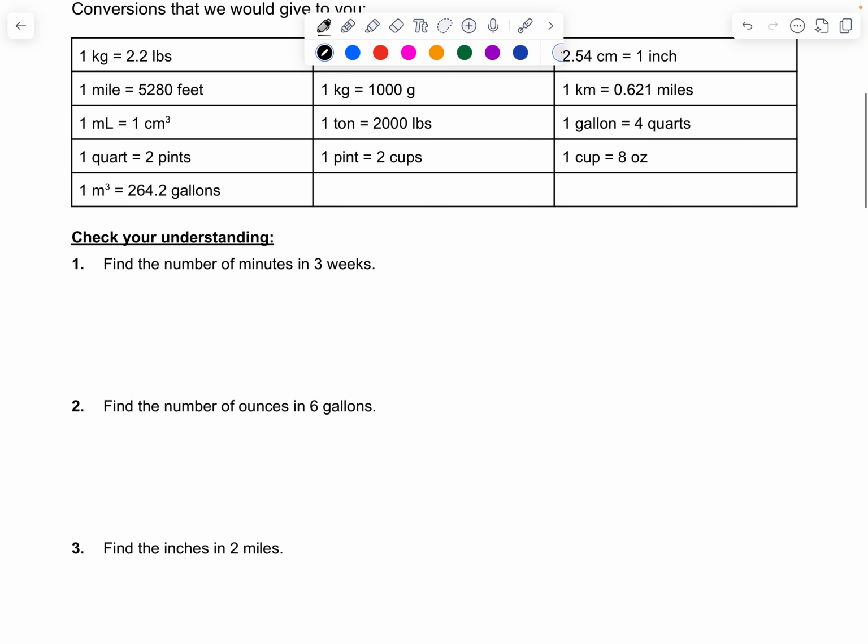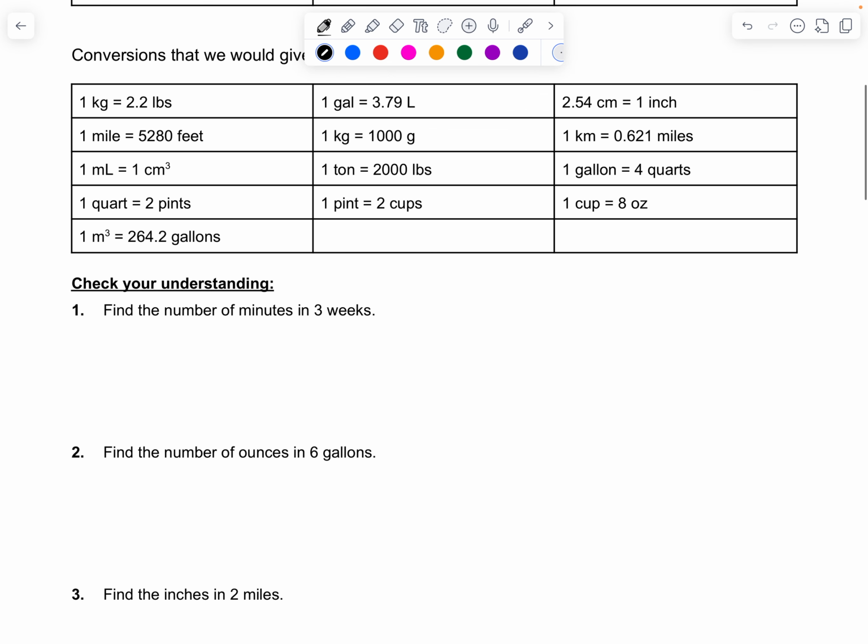So we'll start pretty straightforward and we'll get more complicated as we go. The first one says find the number of minutes in 3 weeks. So I'm going to start with 3 weeks, and the first thing I'm trying to do is get rid of weeks. So I'm going to put 1 week down here, and I'm hoping we know that there are 7 days in 1 week. The whole point of writing this is that I'm going to multiply straight across.